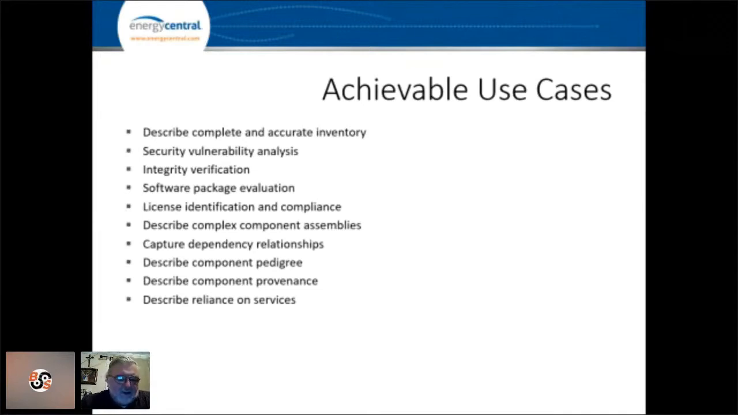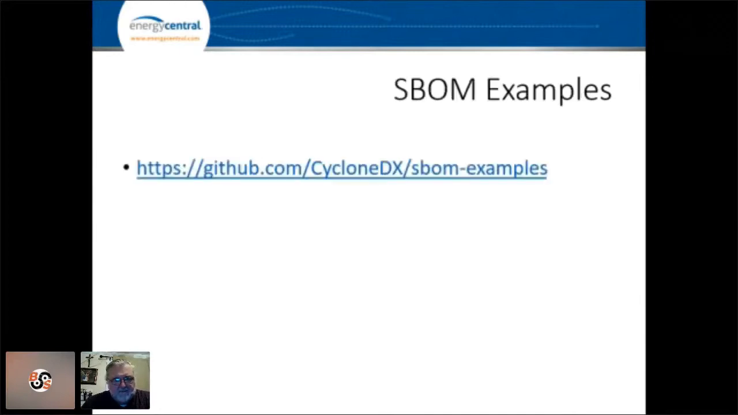It also shows component pedigree, and there's an element of provenance that's being captured. And it also shows you any reliance on services. This is really important. A lot of software objects or applications today rely on external web services, and knowing that you have those dependencies in an application is critical. You need to know that if those web services go away, your software may not work. So it's important to know that you have those dependencies.